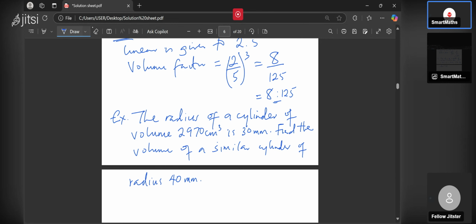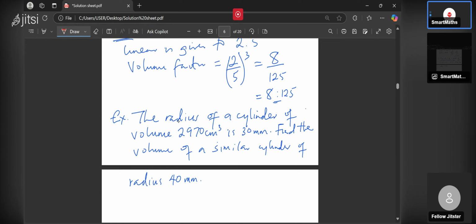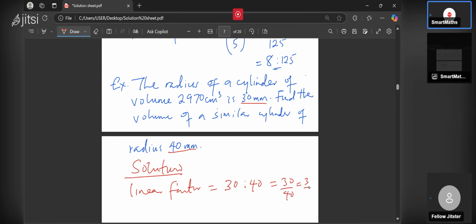Now, if you look at this question, care must be taken. It is a cylinder. We cannot find the area of the cylinder, or we want to find the total surface area, but we can find the volume. We are given a cylinder whose radius is 30 mm, and another similar cylinder whose radius is 40 mm. So this is the ratio of corresponding sizes. So the linear factor is equal to 30/40, and that will give us 3/4. Is that clear?